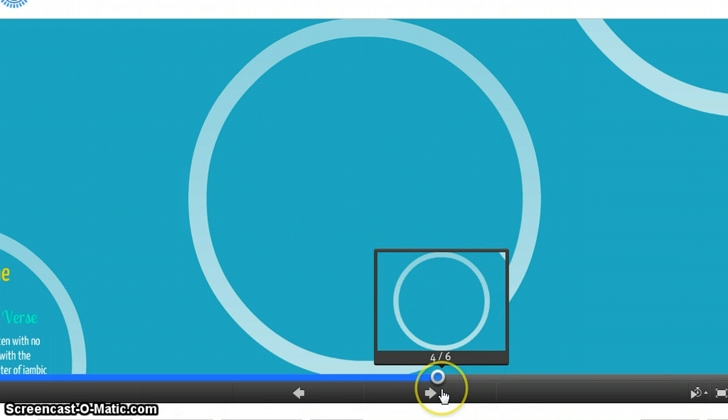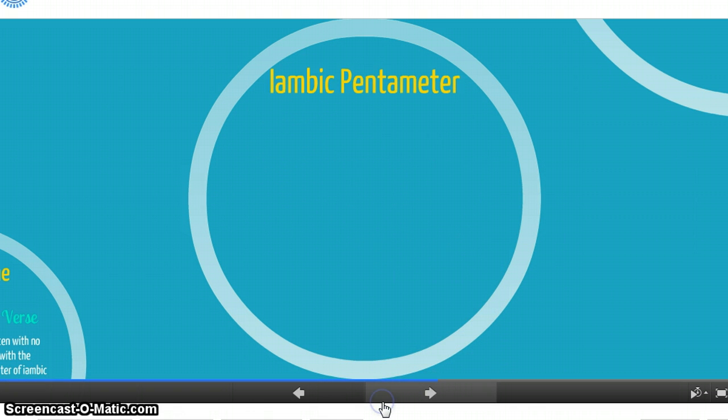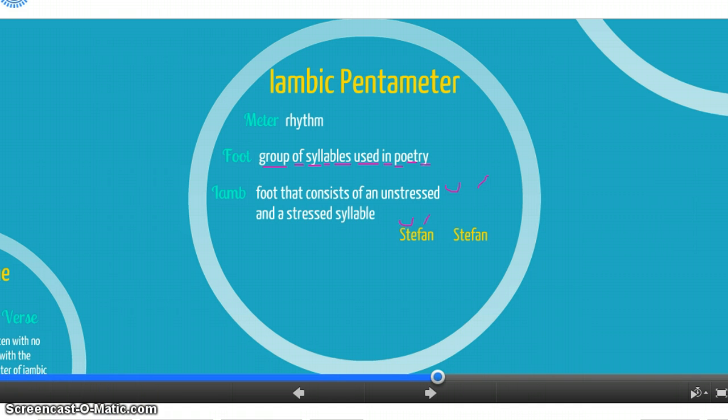Now, if we did the opposite of this, and we tried to do Stefan's name stressed and then unstressed, it would sound different. This one is Stefan, that one is Stefan. So that would be a very different name, Stefan versus Stefan, or something like that. The stress in words is actually very important because it changes the way you say them, just like this one, Stefan versus Stefan.